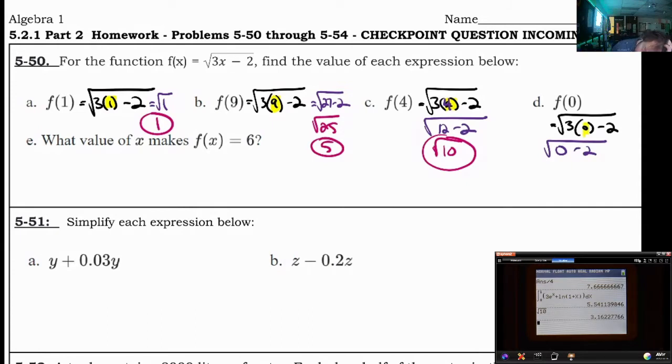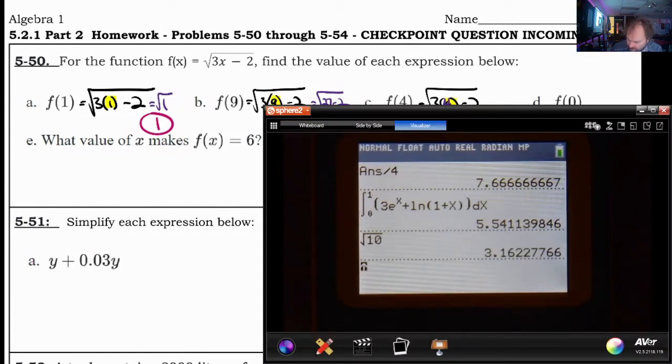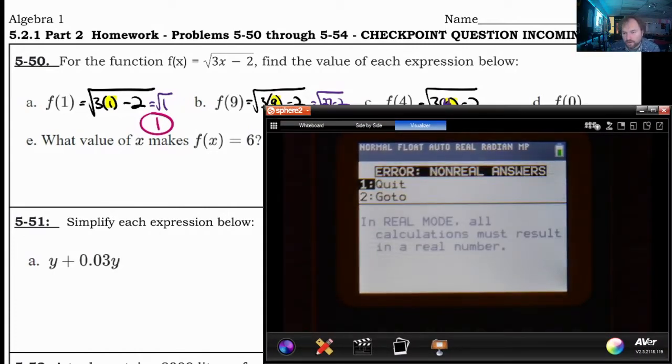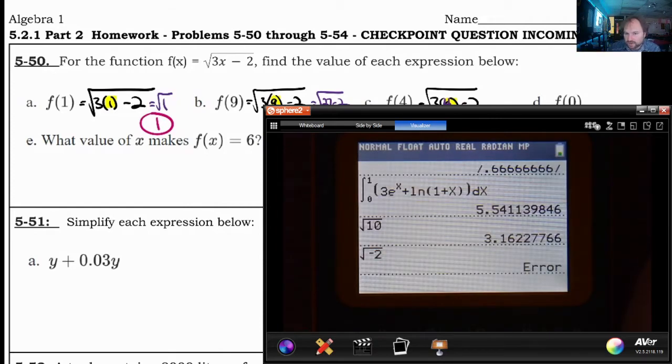And you have the square root of negative 2, which is another good one to ask a calculator for, because that one does not exist. There is no answer to this problem. If you ask a calculator what the square root of any negative number is, it will say error, non-real answer. And the reason why is because you cannot take the square root of a negative number.